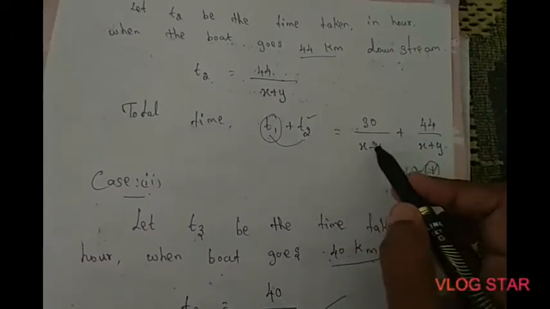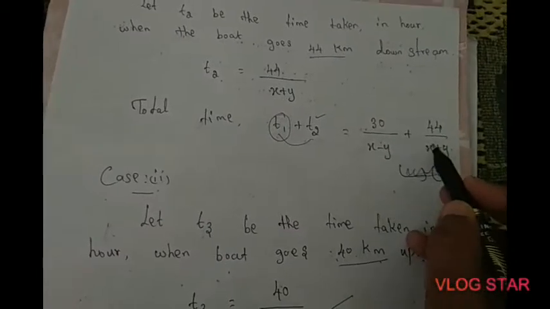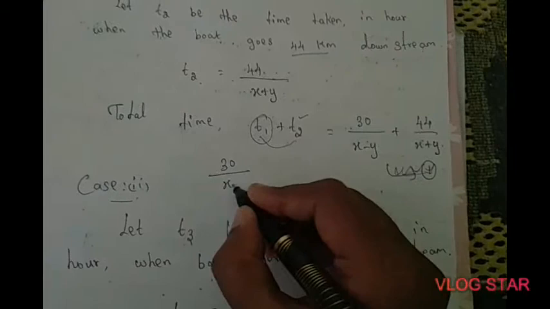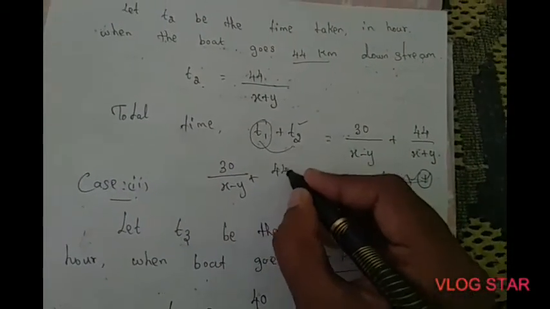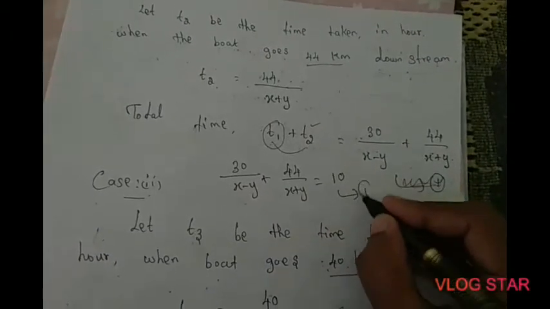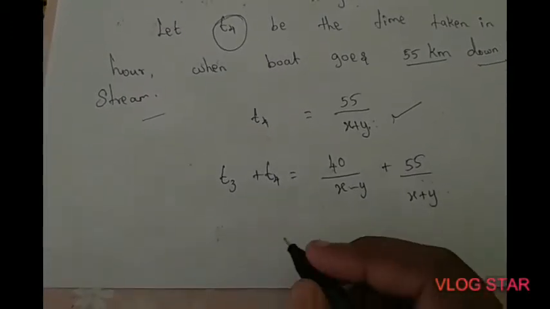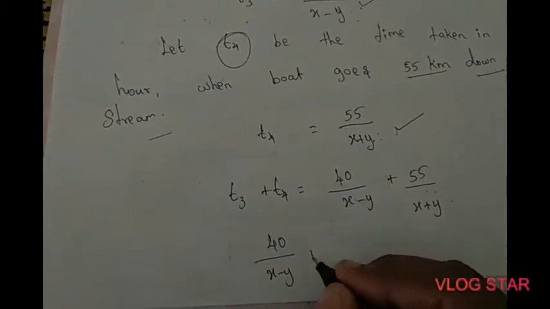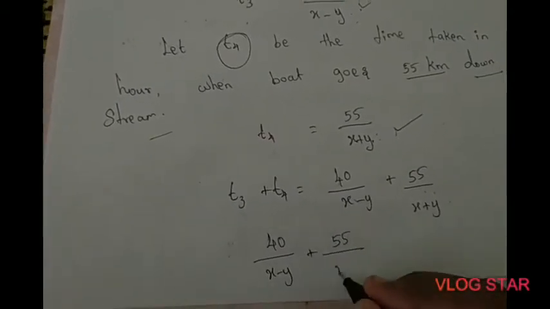Okay. Then in first case, what is given? We have to find the total time for the two conditions, and the total time is 30 by x minus y plus 44 by x plus y equal to total time is 10. Okay, this is equation 1. Then in the second case, we have to add the third time and fourth time. So we will get the time is, that is already given in your question. Total time is 13. This is equation 2.